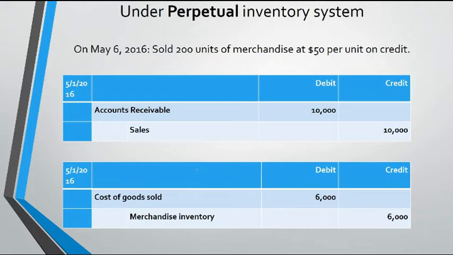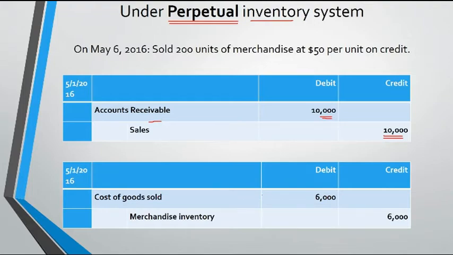Under ng perpetual inventory system, ang magiging journal transaction mo on May 6, 2016 will be accounts receivable, credit to sales. So, accounts receivable is $10,000, credit to sales sa $10,000. Siyempre, under perpetual, i-update mo agad si inventory. So, on the same date of the transaction, 5/1/2016, you have the cost of goods sold, which is 6,000, credit to merchandise inventory na 6,000.